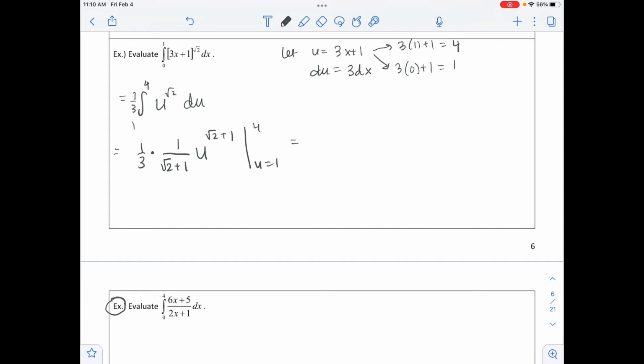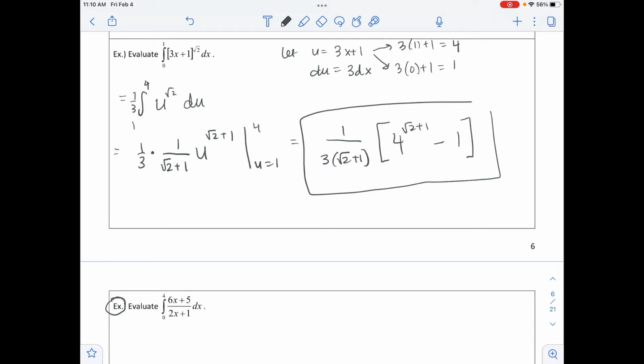So from here, I'm going to have the 1 over 3 times the square root of 2 plus 1. You can distribute that through if you would like. And then it's 4 to the square root of 2 plus 1 minus, and then 1 to any power is still 1. So we'll just say times 1. So this is my final answer.